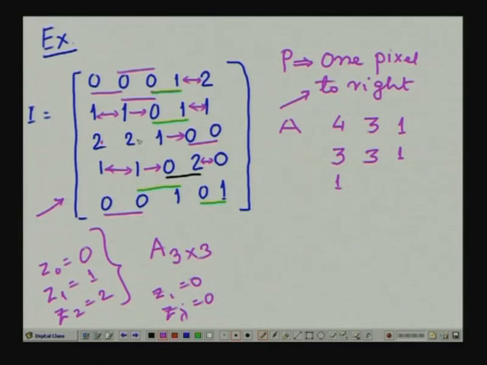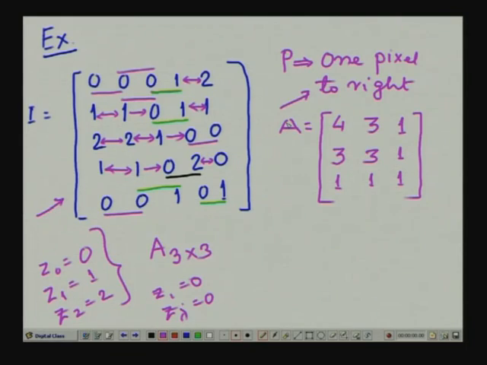A 2 1, this is the only occurrence of A 2 1 within this image. So, this A 2 1 will also be equal to 1. Similarly, A 2 2, this is the only occurrence of A 2 2. So, this element will also be equal to 1. So, as a result, I get my A matrix, which is computed in this particular form.